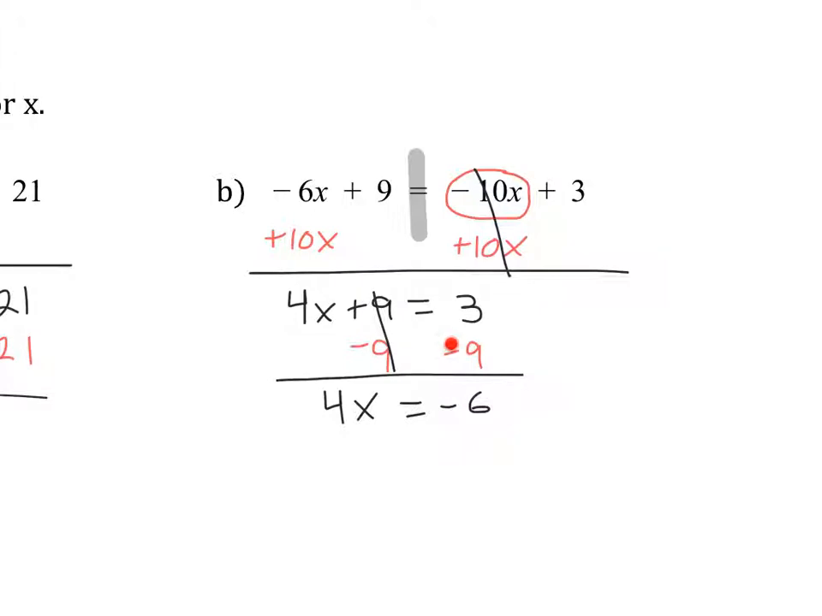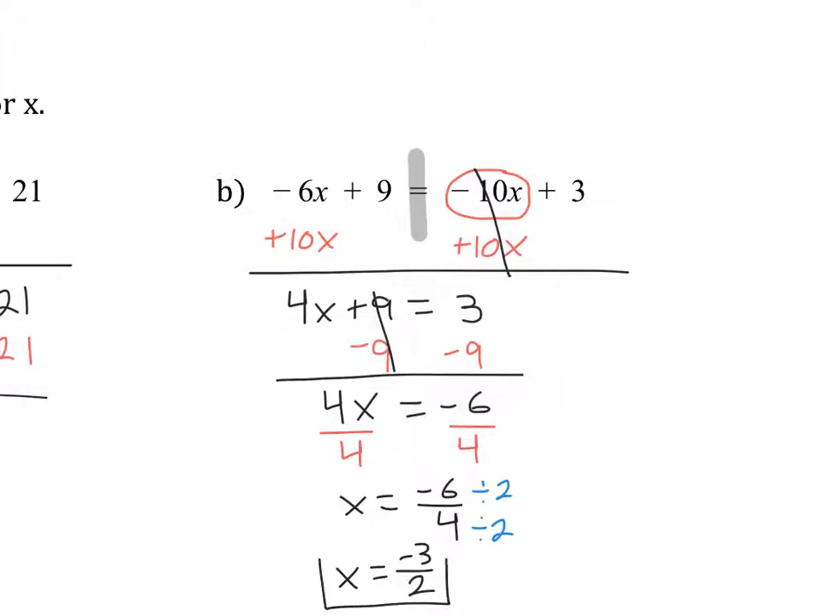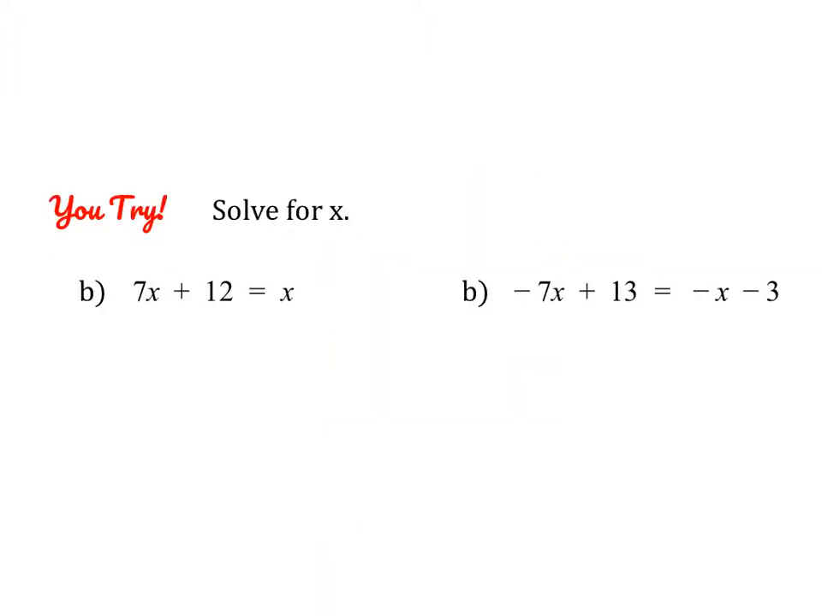Remember, I have more negatives, so my answer will be negative. But they are different types of numbers, so when they're different, we subtract. 9 minus 3 is 6. From here, the inverse of multiplication is division, and I'm left with 1x equals negative 6 over 4. But remember, whenever we have a fraction, we need to check to see if we can simplify. In this case, we can divide the numerator and denominator by 2. And what we have left is x equals negative 3 over 2. All right, go ahead and pause the video and give these last few a try.